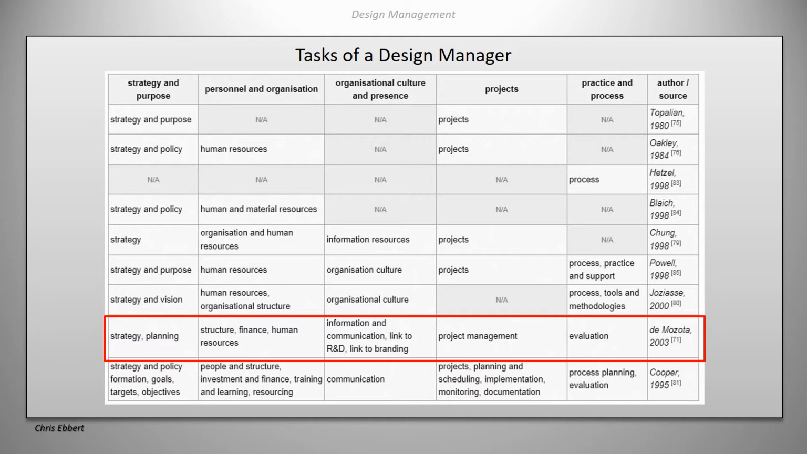Many different people have opinions on what a design manager should be doing. And I think most people agree these days that the most recent of these views here is by Borghi de Mozota. And she has outlined these different tasks as key tasks of a design manager. So this is the most recent one from 2003. And Mozota basically says, strategy and planning are part of your job if you're a design manager. You're doing structure, finance, human resources. You're dealing with information and communication. You link to R&D and you link to branding. You may do the project management. You will evaluate what has been done.